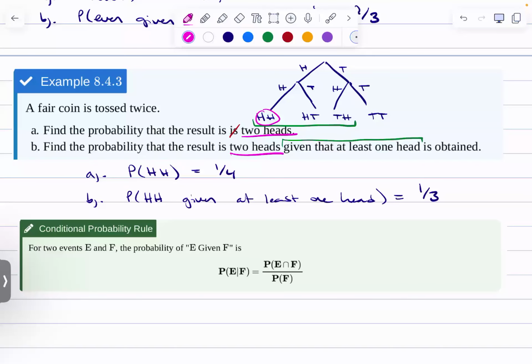Introduce a formula for what we've been doing, but also a little bit of new notation that we'll talk about.